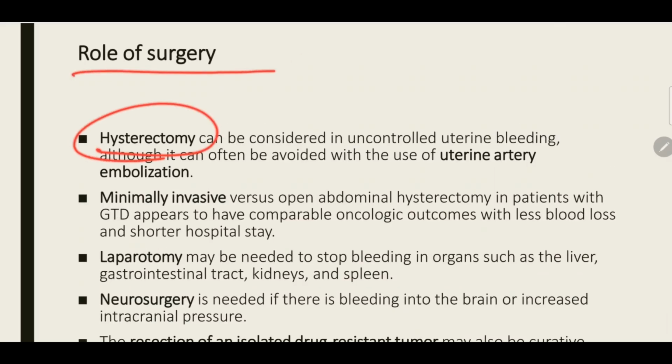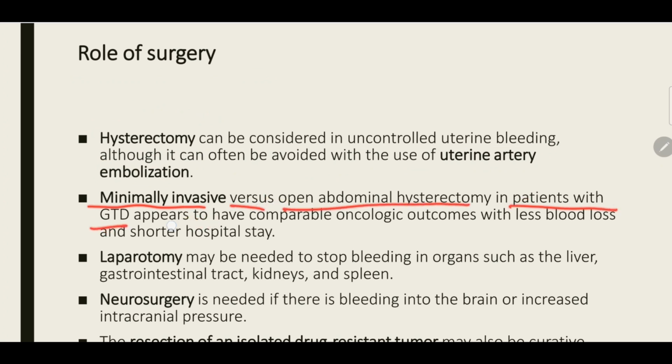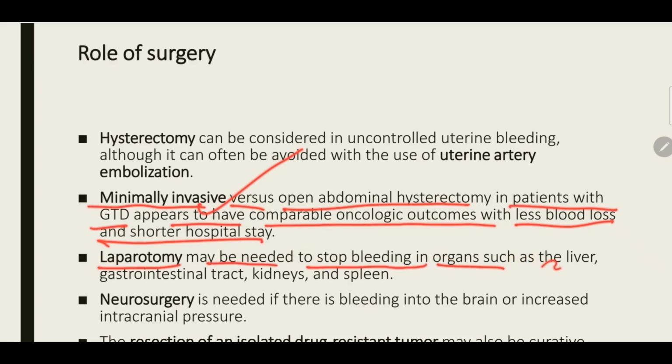Role of surgery. Hysterectomy can be considered in uncontrolled uterine bleeding, although it can often be avoided with the use of uterine artery embolization. Minimal invasive versus open abdominal hysterectomy in patients with GTD appears to have comparable oncologic outcome, with less blood loss and shorter hospital stay in case of minimally invasive route. Laparotomy may be needed to stop bleeding in organs such as the liver, GI tract, kidneys, and spleen. Neurosurgery is needed if there is bleeding into the brain or increased intracranial pressure. The resection of an isolated drug-resistant tumor may also be curative.